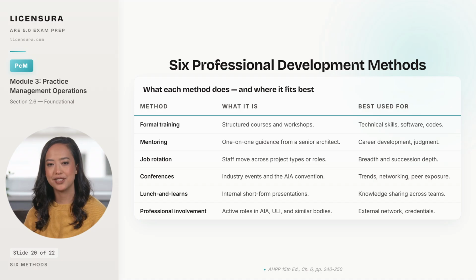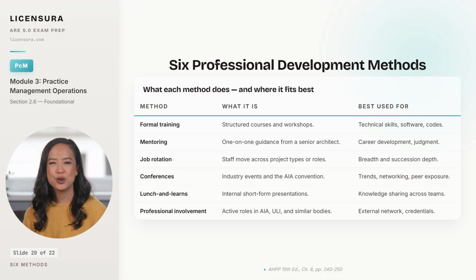6 methods, each one targeted at a different kind of growth. Formal training, structured courses and workshops, is the right tool for technical skills, software upgrades, and code updates, where the content is well-defined and the goal is competence on a specific topic. Mentoring is one-on-one guidance from a more experienced architect, and it is the only practical way to develop judgment, leadership, and the kind of nuanced decision-making no classroom teaches.